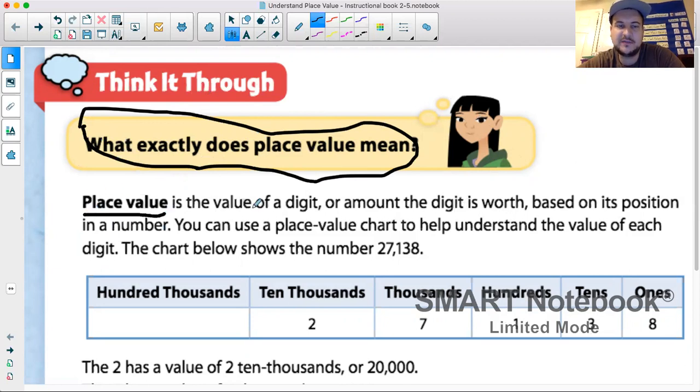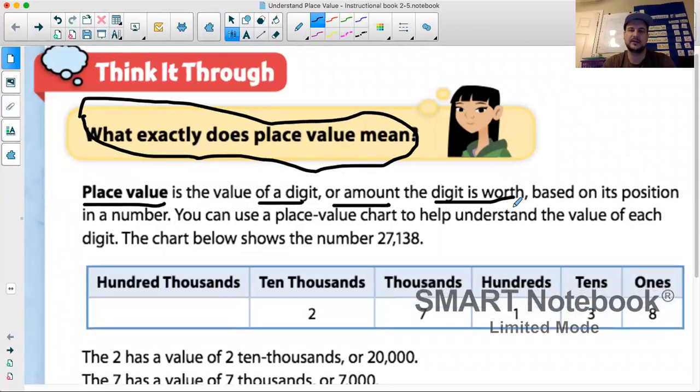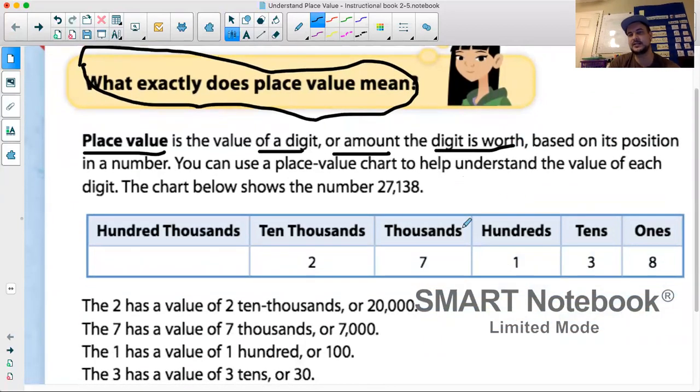Place value is the value of a digit or an amount the digit is worth. This can be kind of confusing because a number and a digit basically use the same symbols, and so you have learned about the numbers 0 through 9, and what they are worth depends on where they are on a place value chart. So this 8 right here is in the ones place, so it's only worth 8 ones. But if I move this 8 to the 10,000s, suddenly that 8 is now worth 8 times 10,000, which is 80,000.